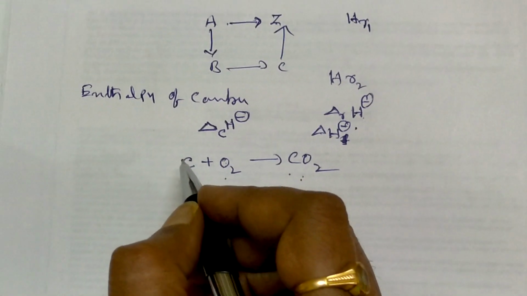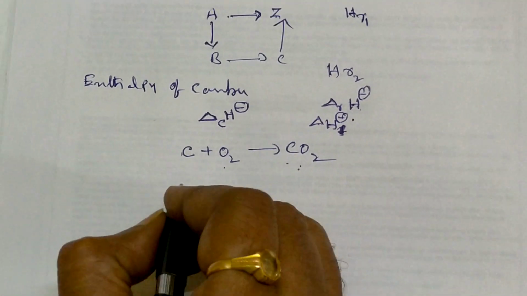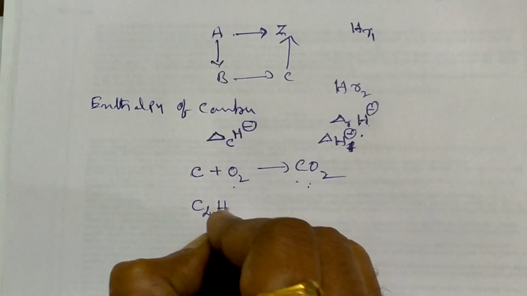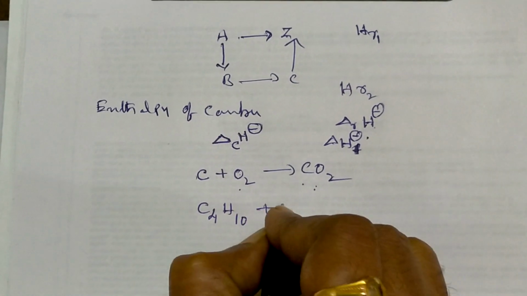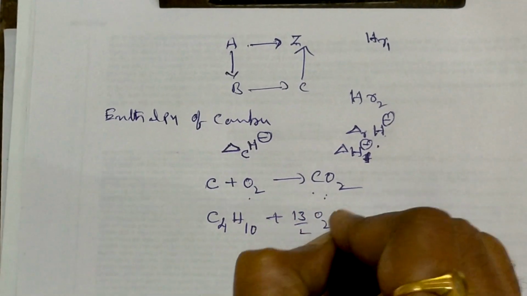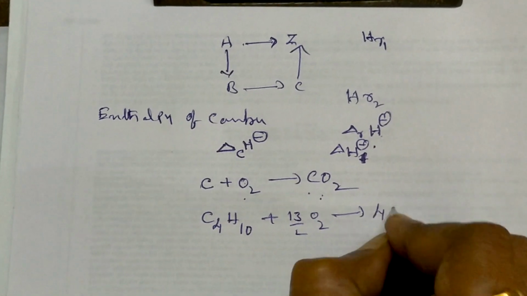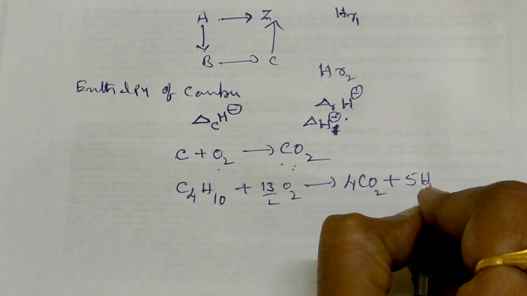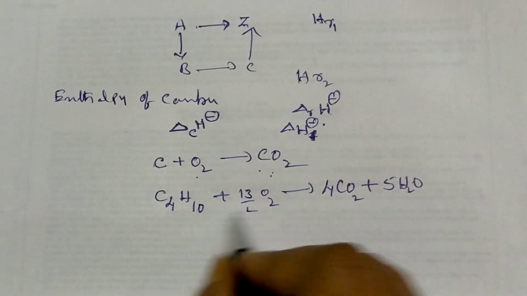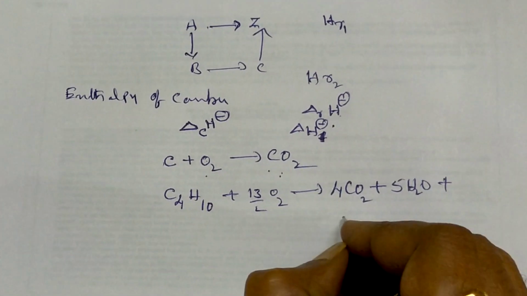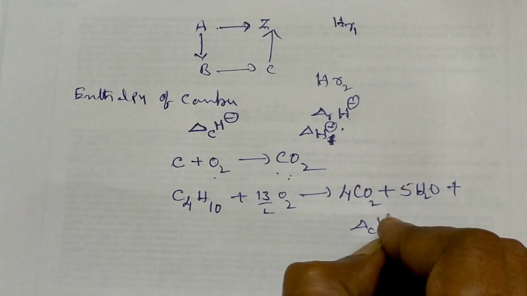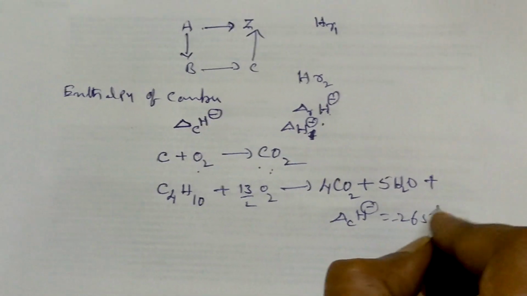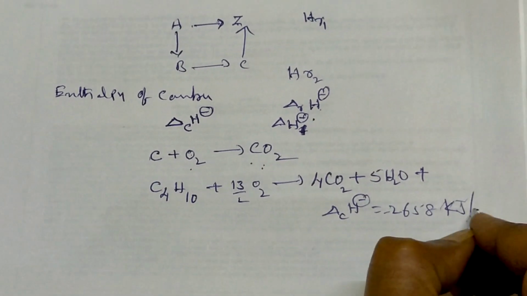For example, our LPG gas, that is butane, 98 to 99% is butane, C4H10. If I am reacting it with oxygen, that is the unbalanced equation, giving 4CO2 plus 5H2O, and delta C H is equal to some minus 26,658 kilojoules per mole.